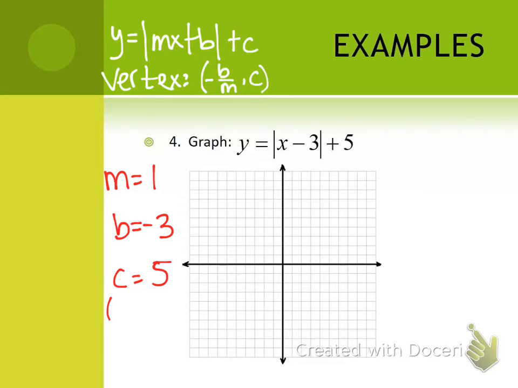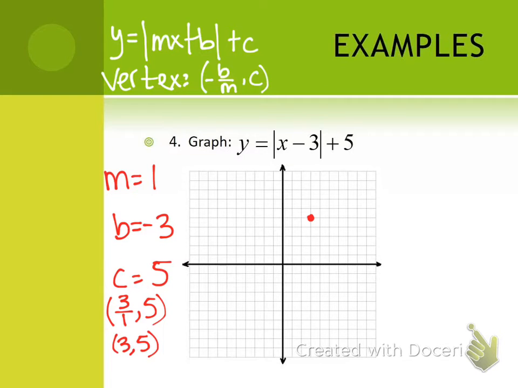All right, so we go to plug this in. Negative B. And B is already negative, so that means it will turn positive. So we have positive 3 over 1, comma, C is 5. And of course we know 3 over 1 is just 3, so there is our vertex 3, comma 5. I'll go ahead and plot it. 3, up, 1, 2, 3, 4, 5. And we know our V is facing upright. Okay, there's not a negative out in front here.